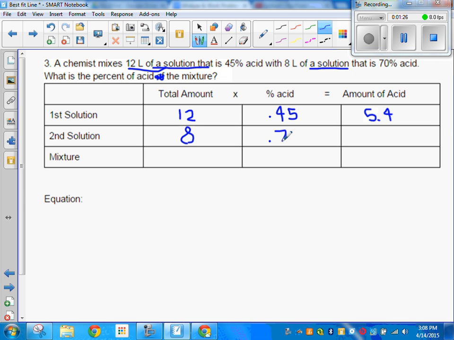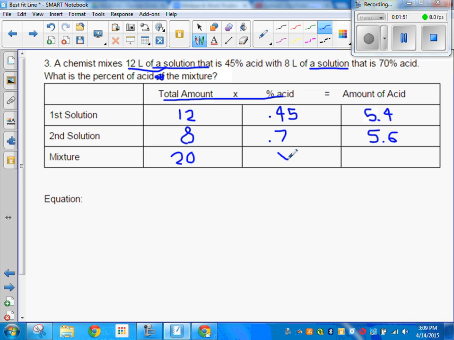You might be asking yourself, why am I multiplying those? Well, that's what my formula is for up here. Total amount times the percent of acid will give you the amount. So this tells me that there's 5.6 liters of acid. So in other words, out of these 8 liters, 5.6 of them are acid. And then the total amount, well, if I add these, I know I have 20 liters of solution total.